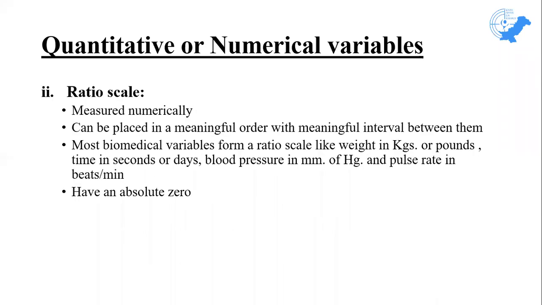Then moving towards the ratio scale. They are measured numerically and can be placed in a meaningful order with a meaningful interval between them. Most of the biomedical variables form a ratio scale, like weight in kgs or pounds, time in seconds and days, blood pressure in millimeter of mercury, and pulse rate in beats per minute. And they have an absolute zero. So if a person is dead, his pulse rate will be zero. So they have an absolute zero.